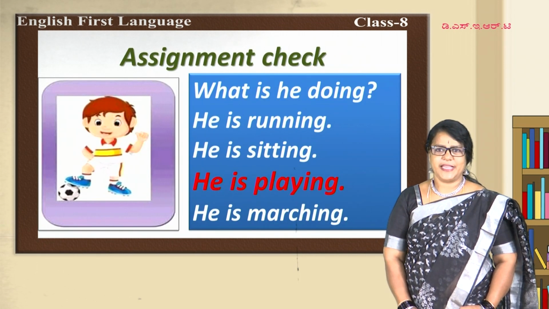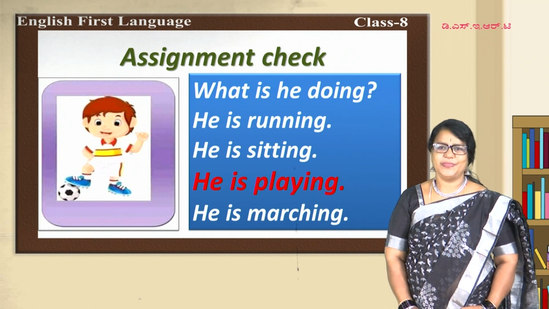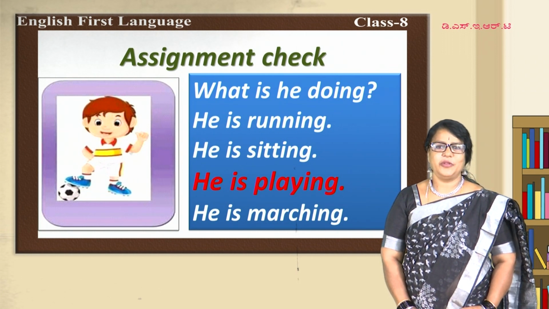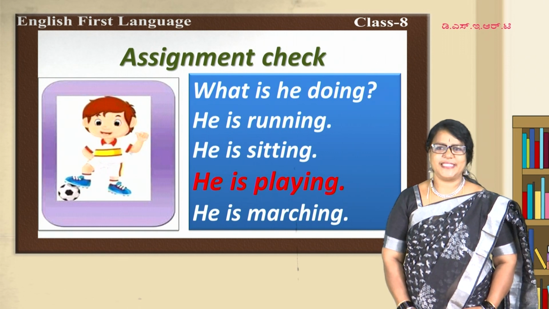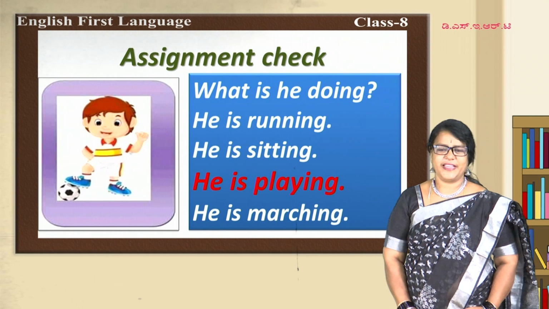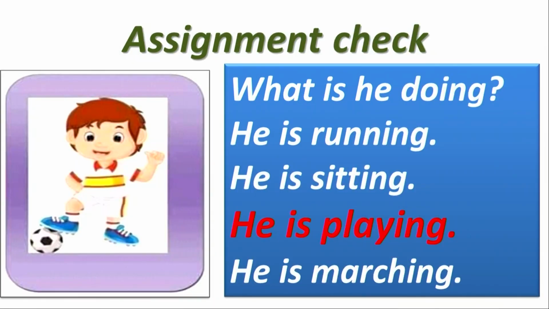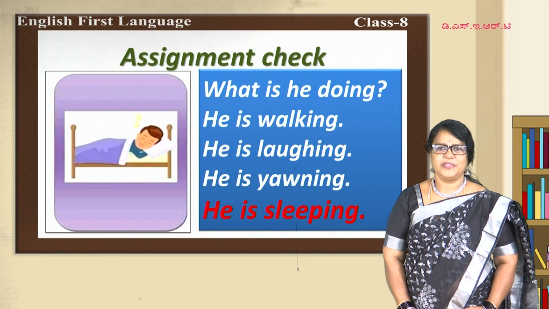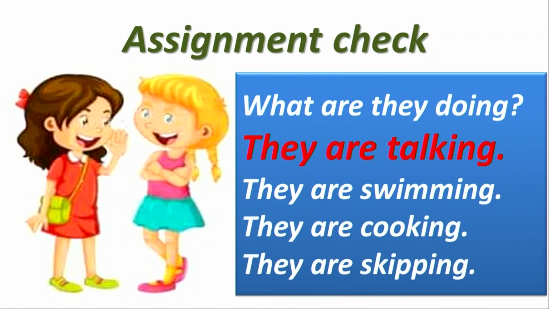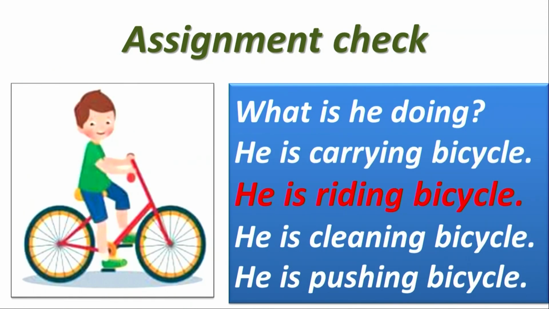Let's check into the assignments, home assignments given to you in the last session. Looking at the picture, you need to say, what is he doing? You could guess. The answer is there in red. He is playing. What is he doing? He is sleeping. What are they doing? They are talking. What is he doing? He is riding bicycle.